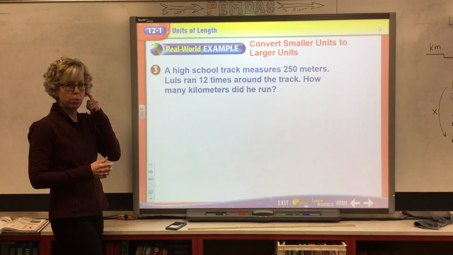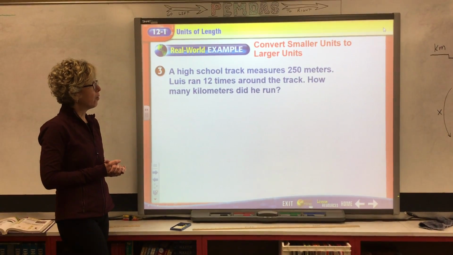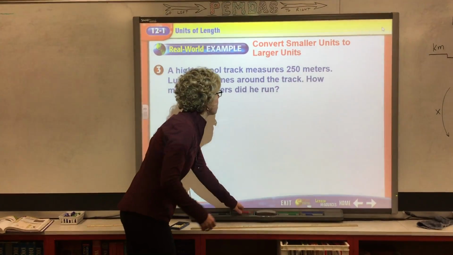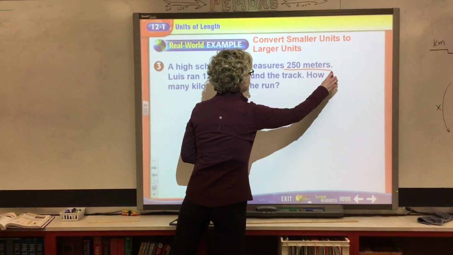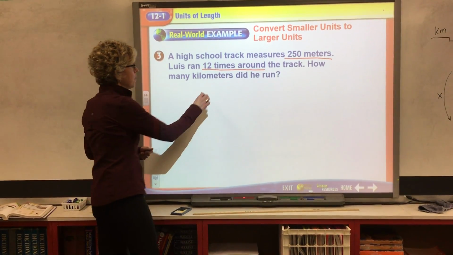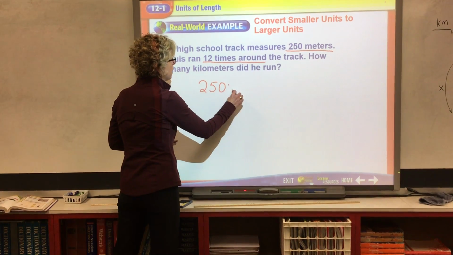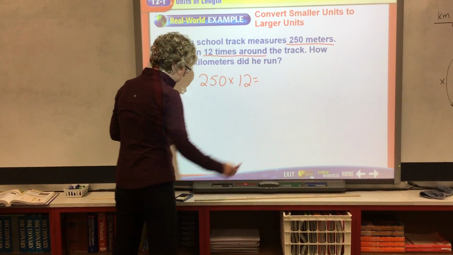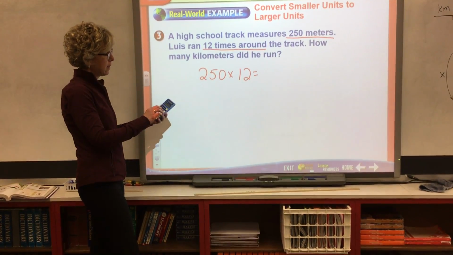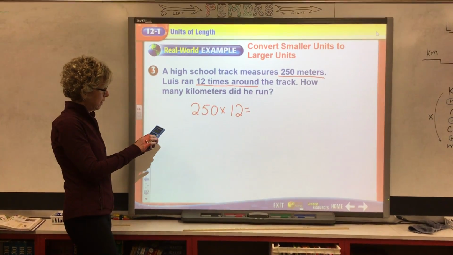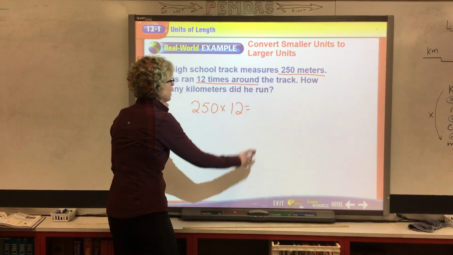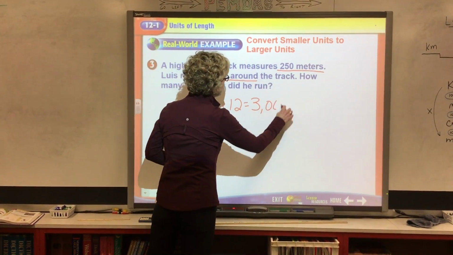Well, first of all, this is a 2-step problem for us. We have to figure out how many kilometers he has run. So we know that the track measures 250 meters. He ran 12 times around. We have to figure out how many meters that is. So first of all, you would take 250 times the 12 times that he ran around, and we get 3,000. Okay, so we have 3,000 meters.